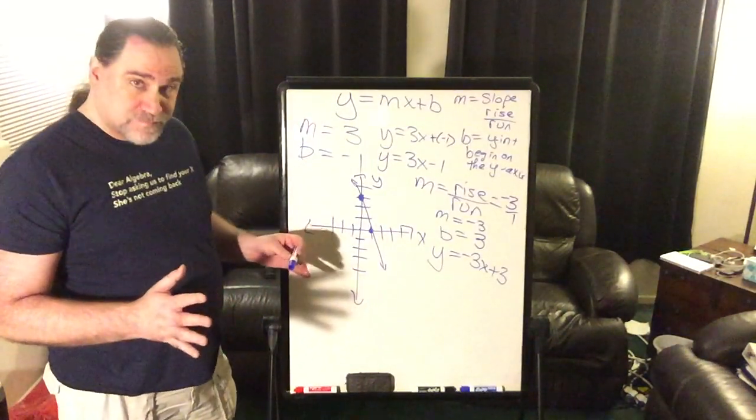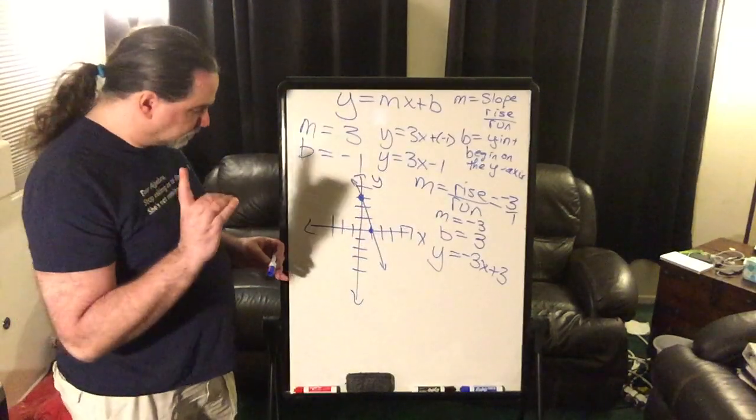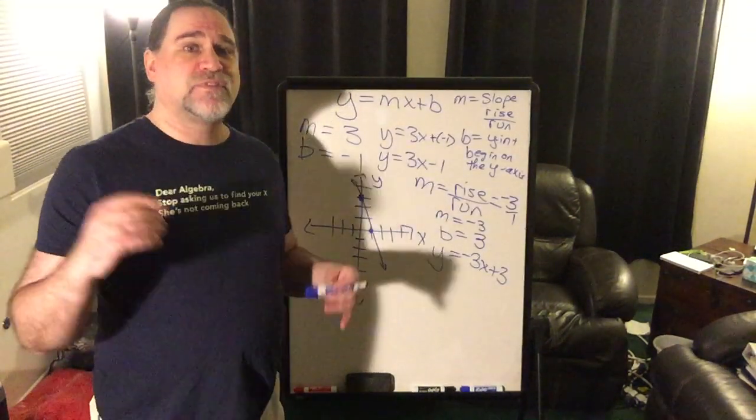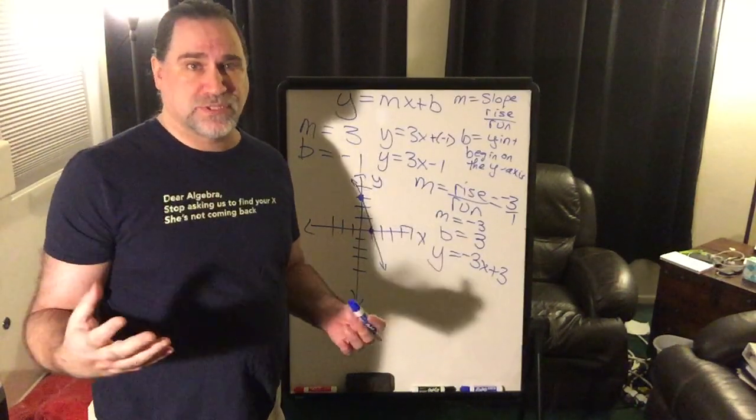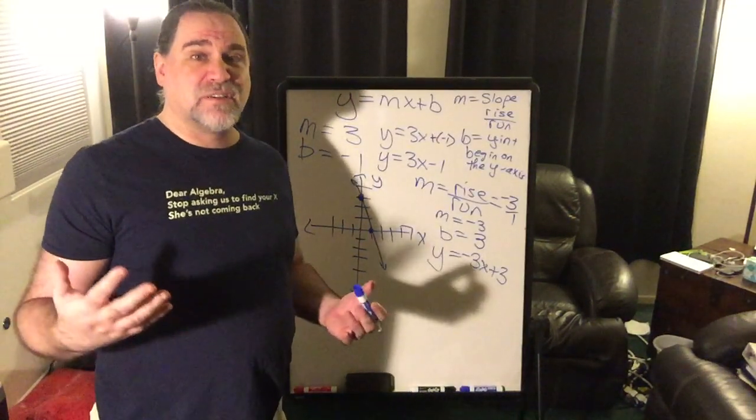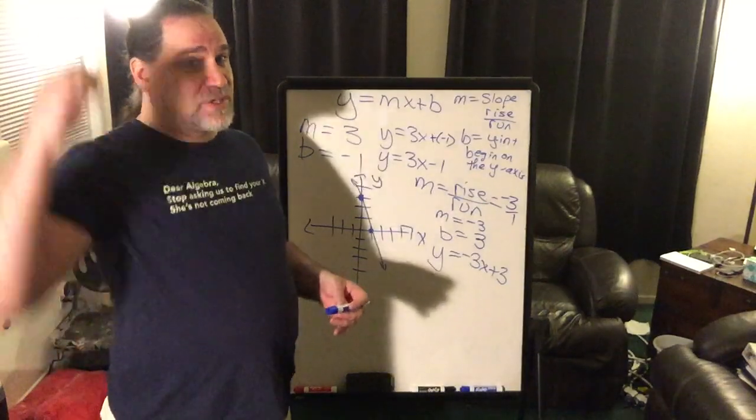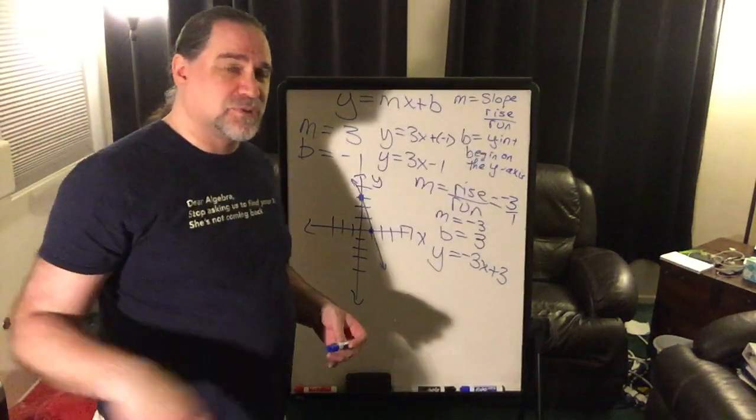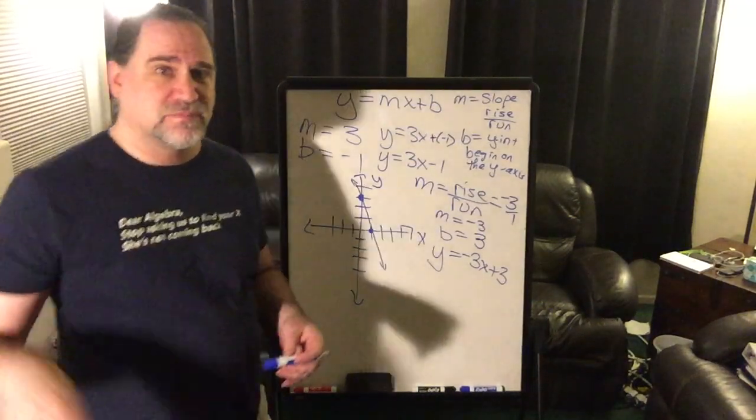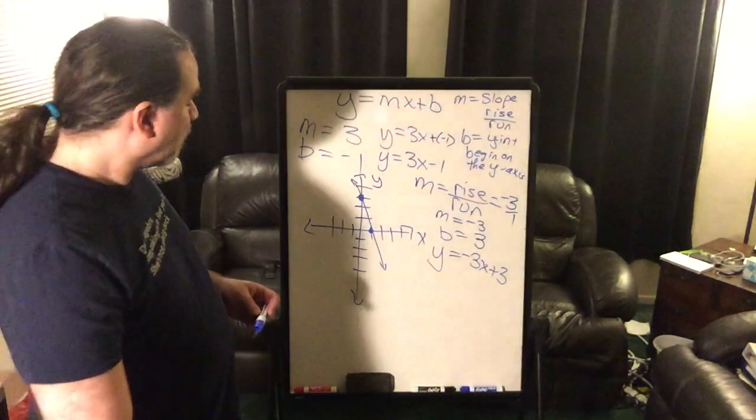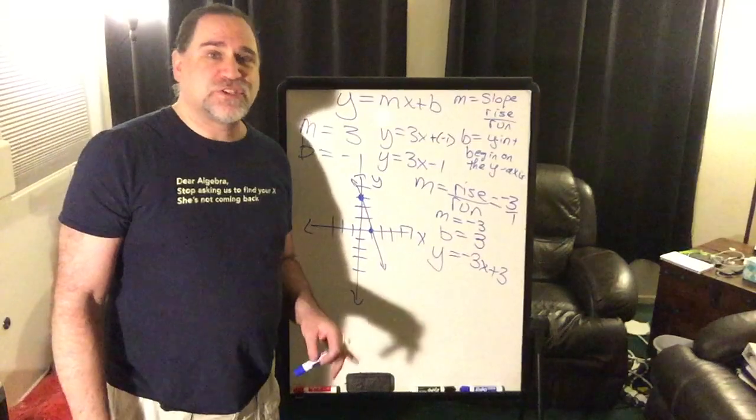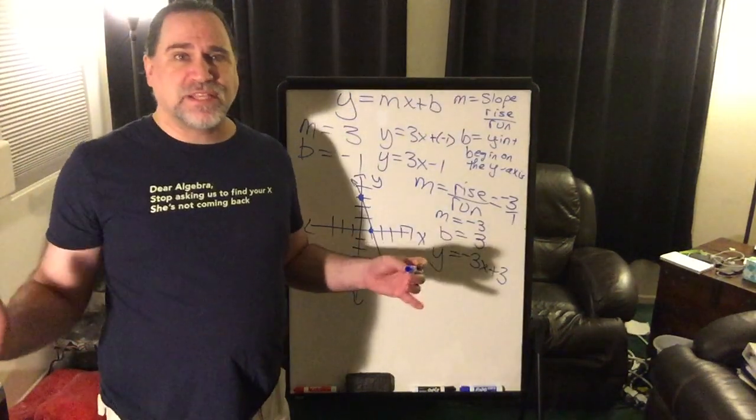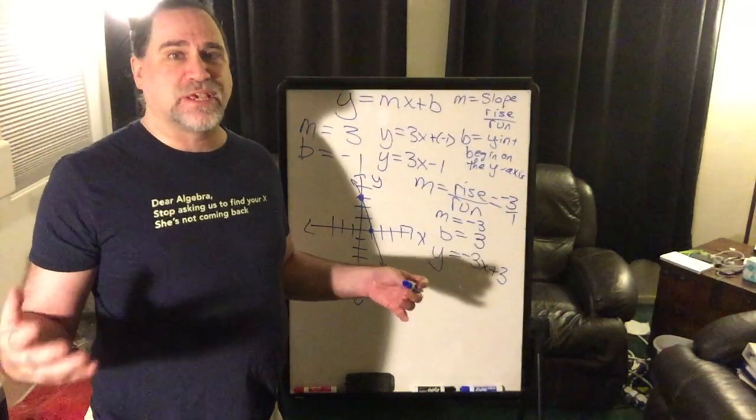Now, the last possibility would be, what if they gave us a couple of points? Sometimes they love to say this. And actually, we'll get into a little more complicated stuff when we get into point slope form, which will be the next set of lessons. What if they just give us 2 points? And they usually will say, write the equation of the line passing through the given points.